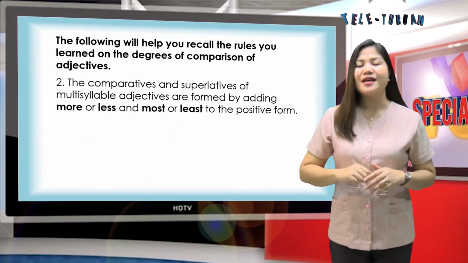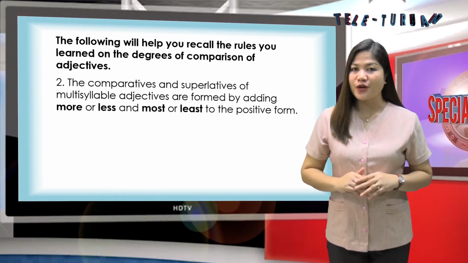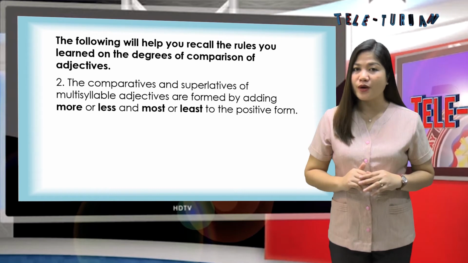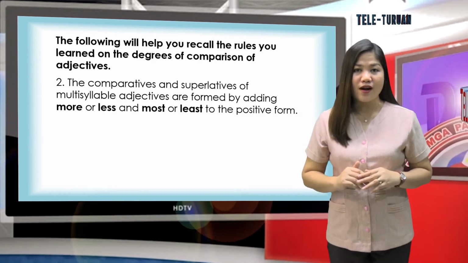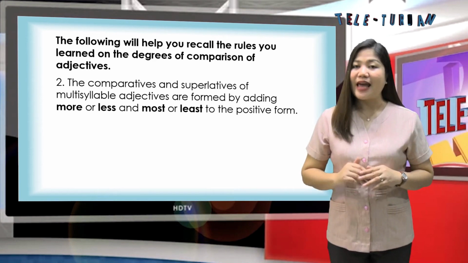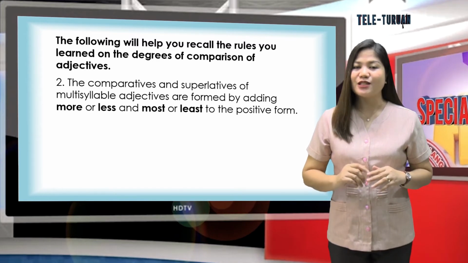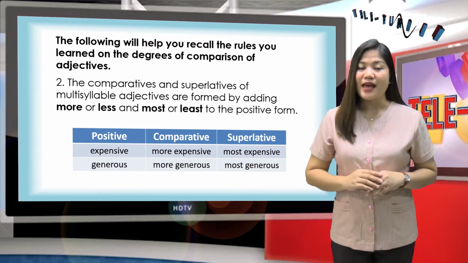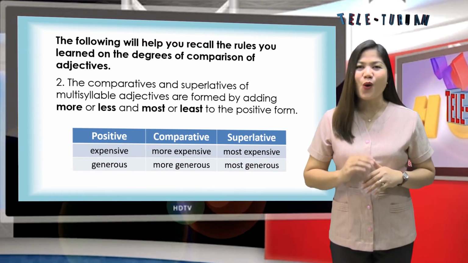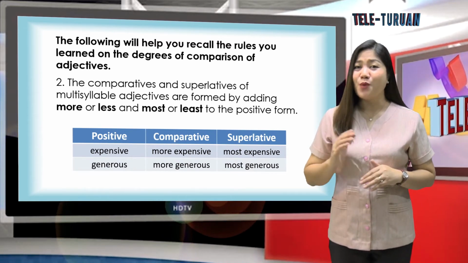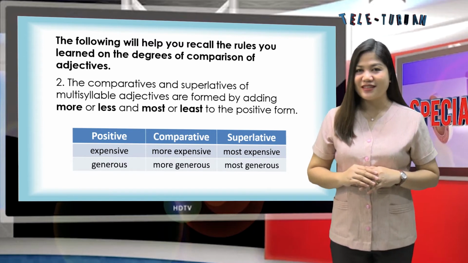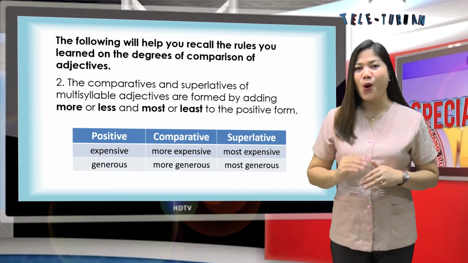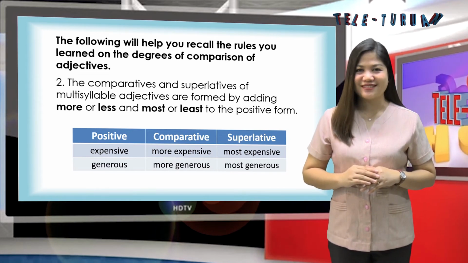Number 2. The comparatives and superlatives of multi-syllable adjectives are formed by adding more or less and most or least to the positive form. Examples: expensive, more expensive, most expensive. Generous, more generous, most generous.